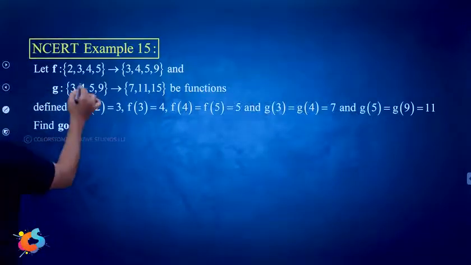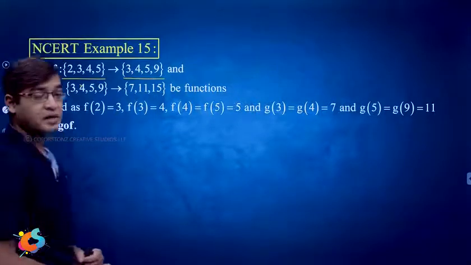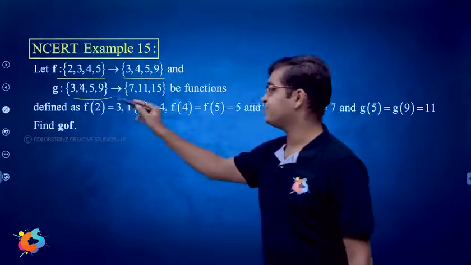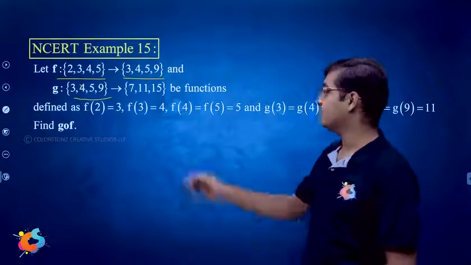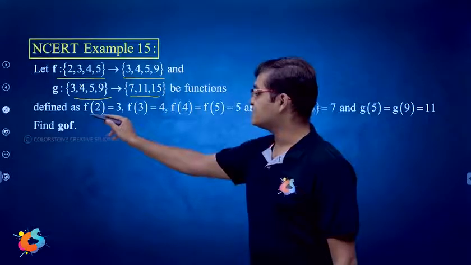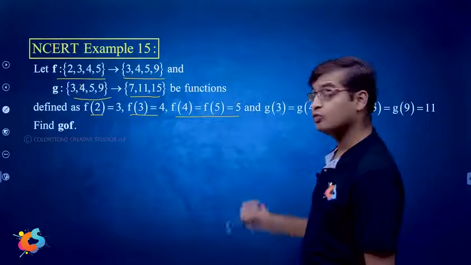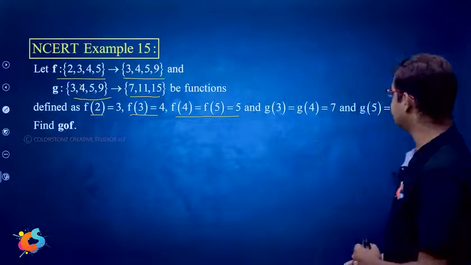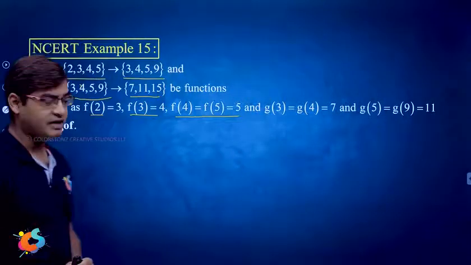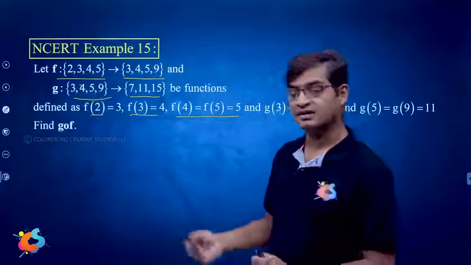f is a function which is mapping from set A, which is 2, 3, 4, 5, and the codomain is 3, 4, 5 and 9. And g is a function which is defined from 3, 4, 5 and 9 to 7, 11, 15. The functions are defined as f of 2 is equal to 3, f of 3 is equal to 4, f of 4 is equal to 5 and f of 5 is equal to 9. g of 3 is equal to g of 4 is equal to 7 and g of 5 is equal to g of 9 is equal to 11. Then find g circle f.